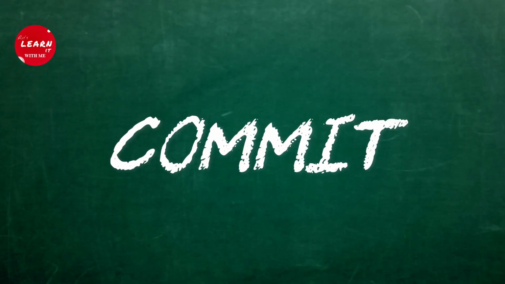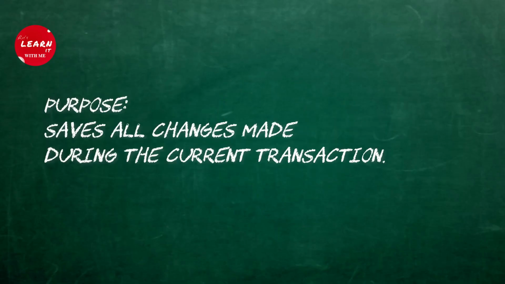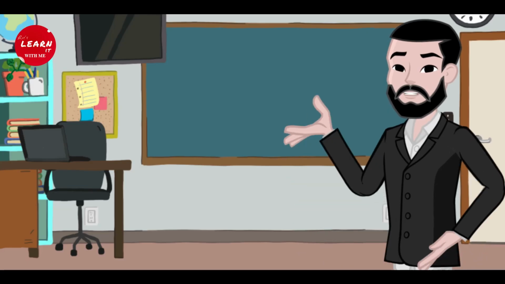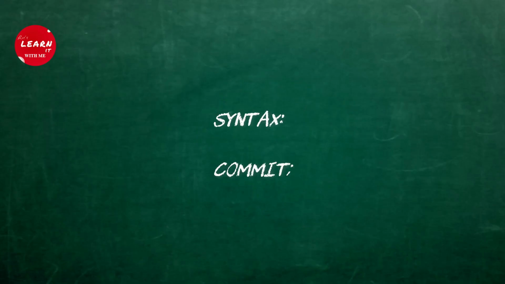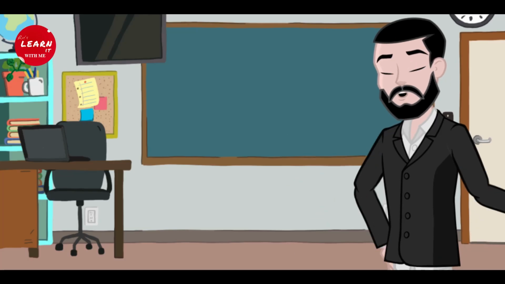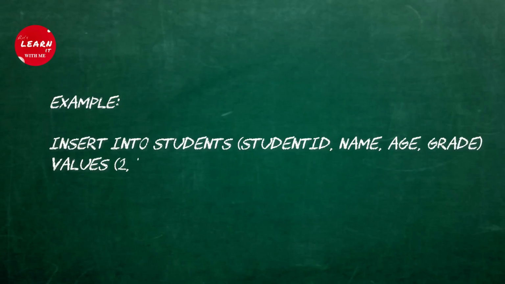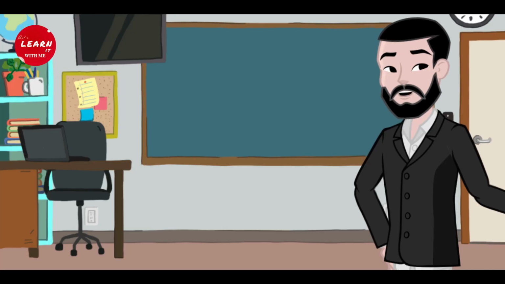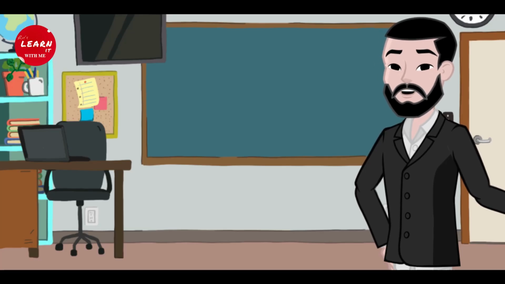Let's start with COMMIT. COMMIT is used to permanently save all the changes made within the current transaction to the database. Its syntax is as follows. Let's understand it better with an example. In this example, the INSERT statement adds a new student record to the students table. The COMMIT statement then ensures that this change is permanently saved to the database.